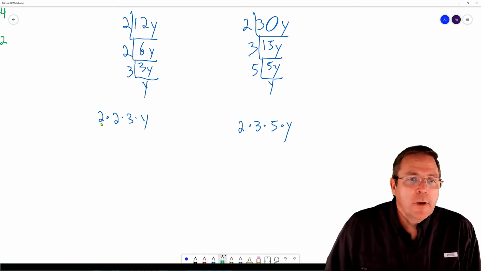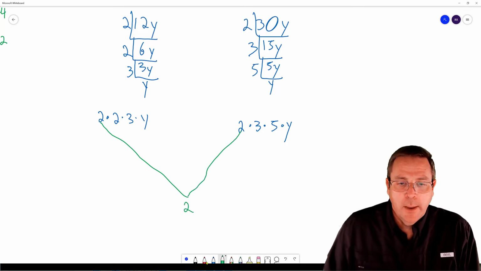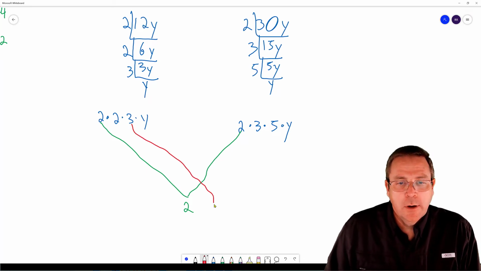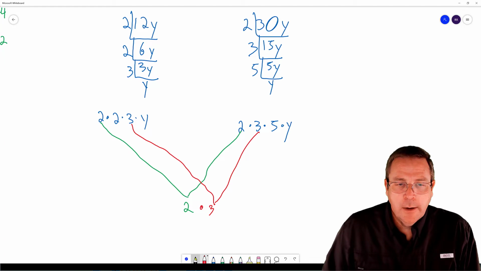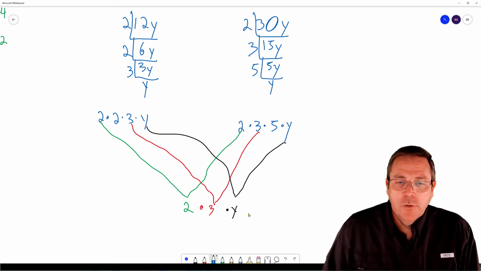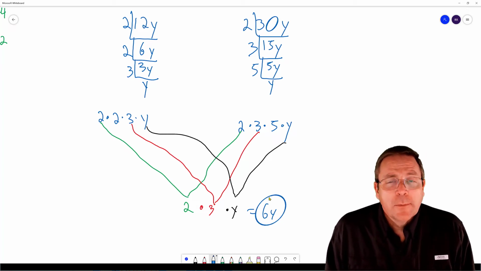Now, what do they have in common? Well, they both share a 2 here. And they're both sharing a 3 here. And they're both going to share a y there. 2 times 3 times y is 6y. That's the way I would work these problems, and I'd really like it if you worked them this way too.